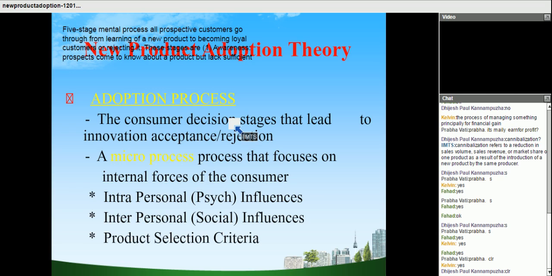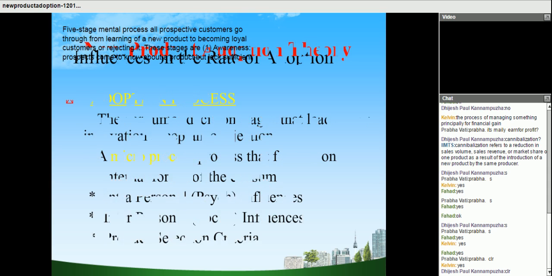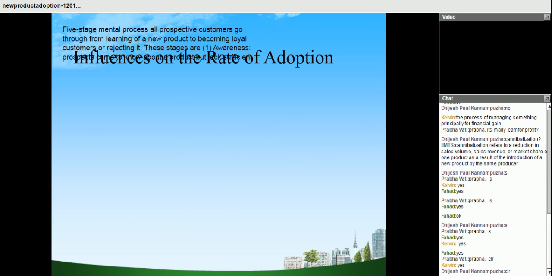Adoption process: the consumer decision stages that lead to innovation acceptance or rejection. A micro process that focuses on internal forces of the consumer. Intrapersonal influences, interpersonal influences, product selection criteria. Influences on the rate of adoption.